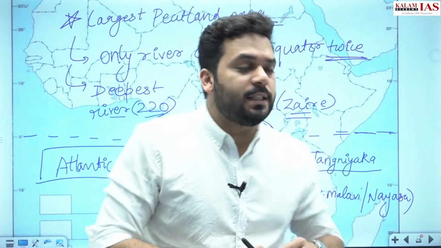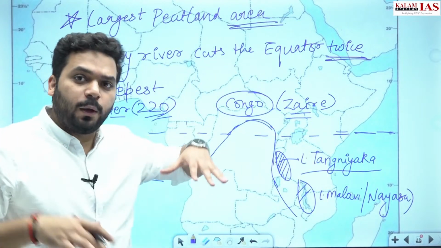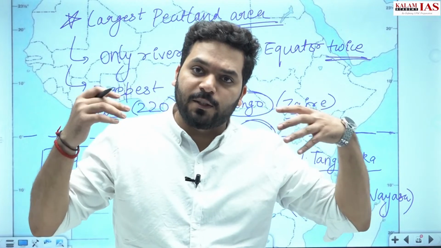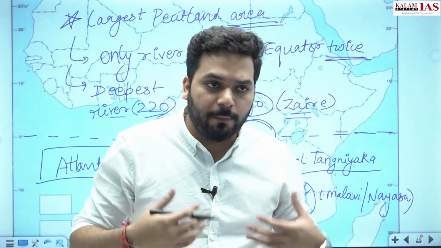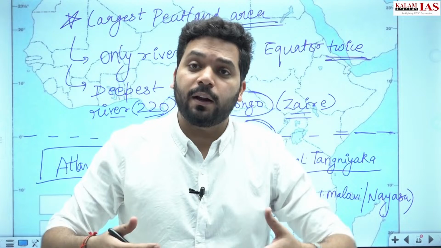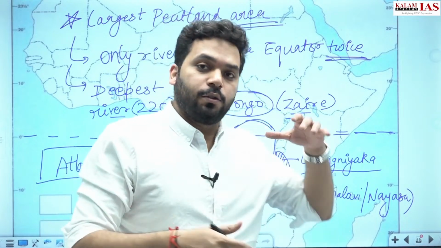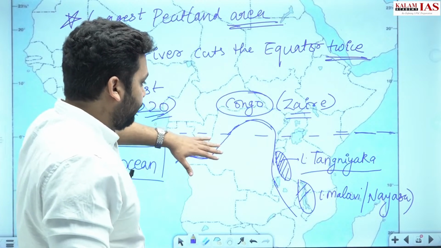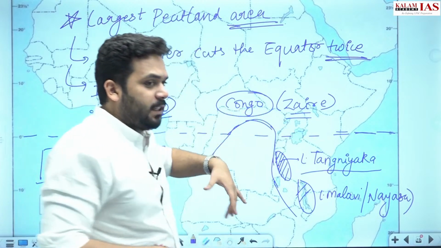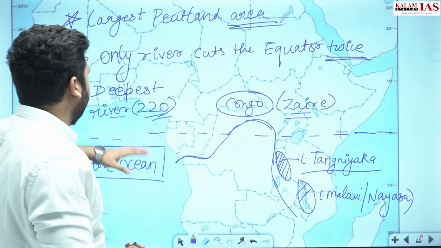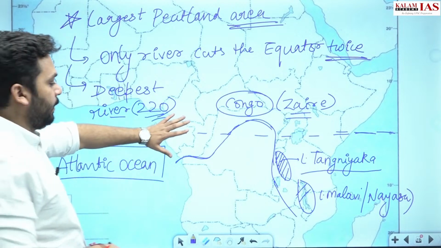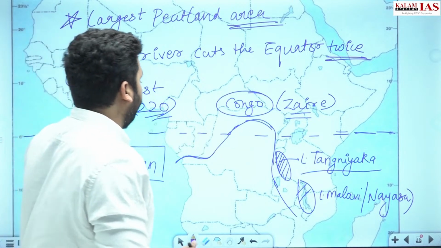We can simply see that it is cutting the equator twice. What the equatorial climate experiences is regular rainfall throughout the year. So if it rains daily, a swampy region forms here. So that's why the peatland kind of area is created.